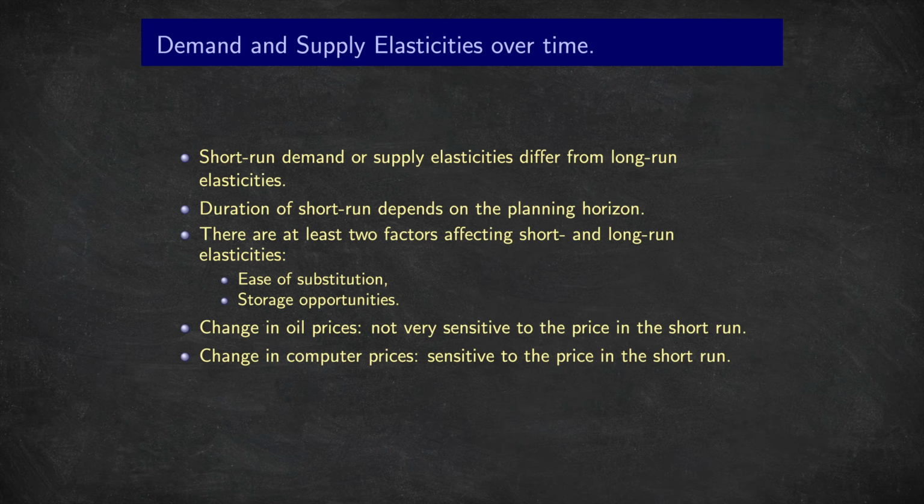To see the intuition for this, you could imagine that if a firm is unable in the short run to respond to a price increase, simply they don't have the capacity at hand to manufacture a lot more of a given good, then we may well see that the short-run elasticity of supply looks more inelastic than the long-run elasticity of supply. And there are several factors that would determine this. For instance, ease of substitution, the storage opportunities, and so on.